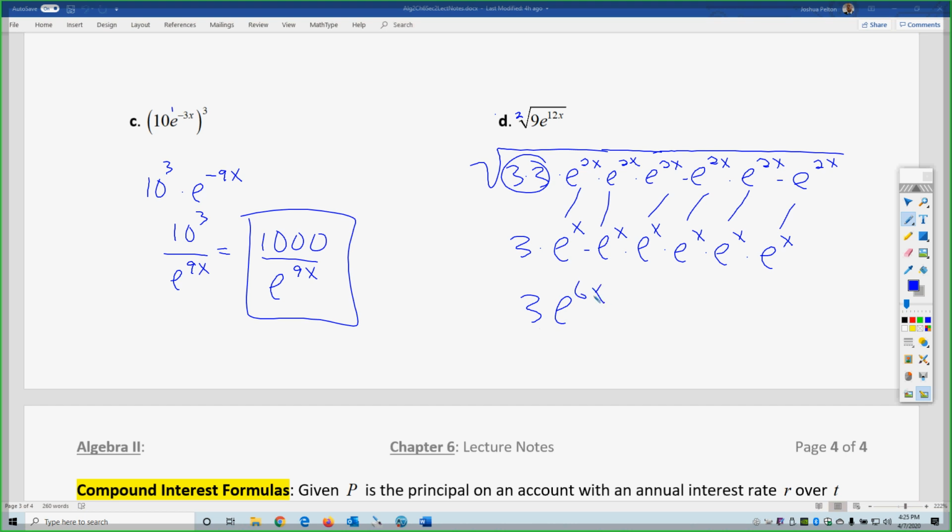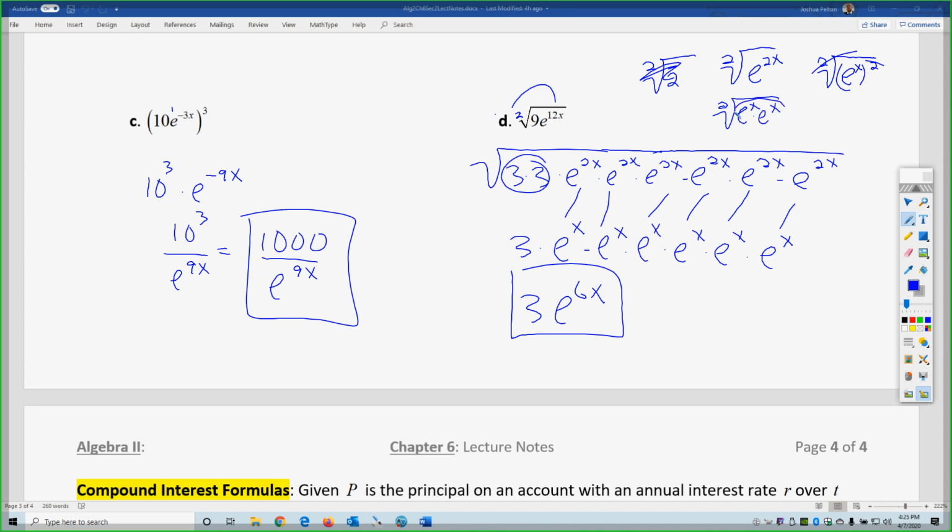So it's 3e to the 6x, or you can see simply 12 divided by 2 is 6, right? Because essentially what you have is the square root of e to the 2x, or the square root of e to the x squared, right? So they would cancel, leaving e to the x. Because essentially you have e to the x times e to the x, or two of them. But we don't want to write out 12 e to the x's. It's easier to put in groups of two, or just do the division rule trick. Okay, page 4.